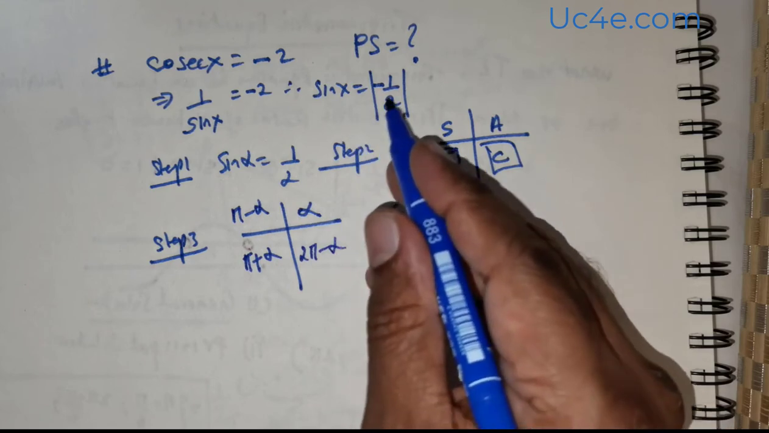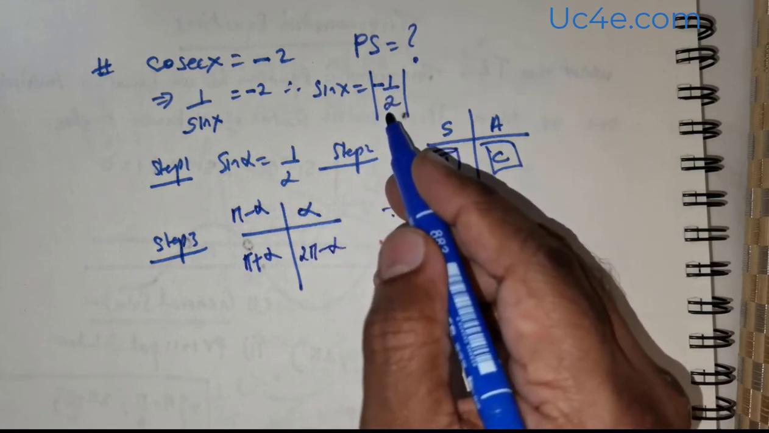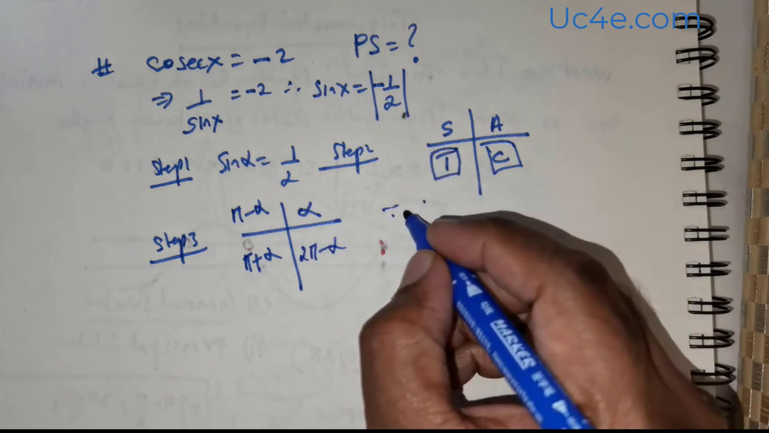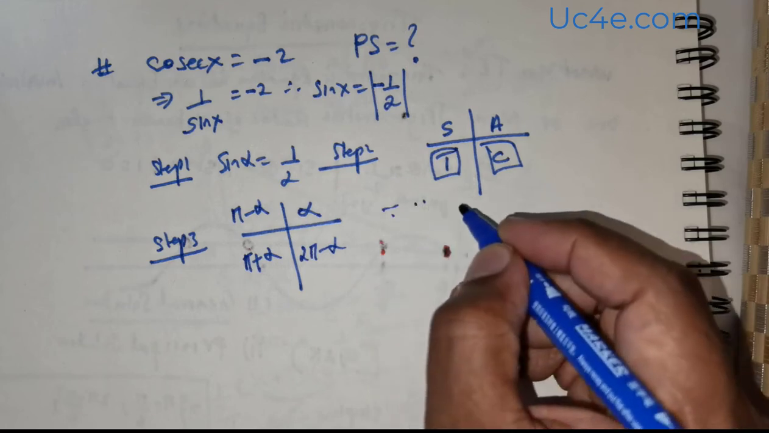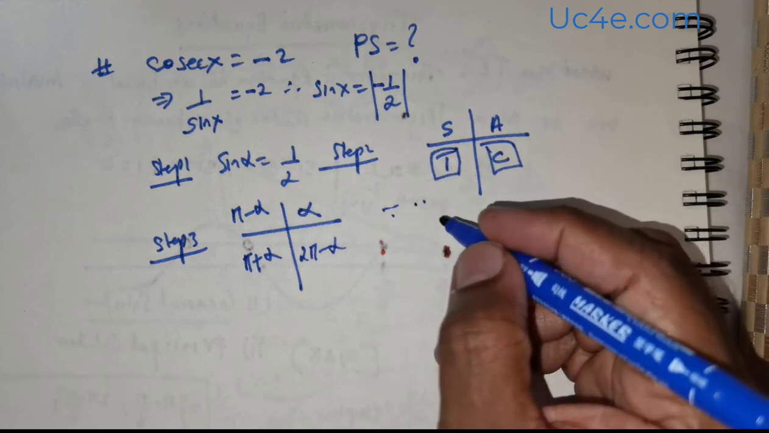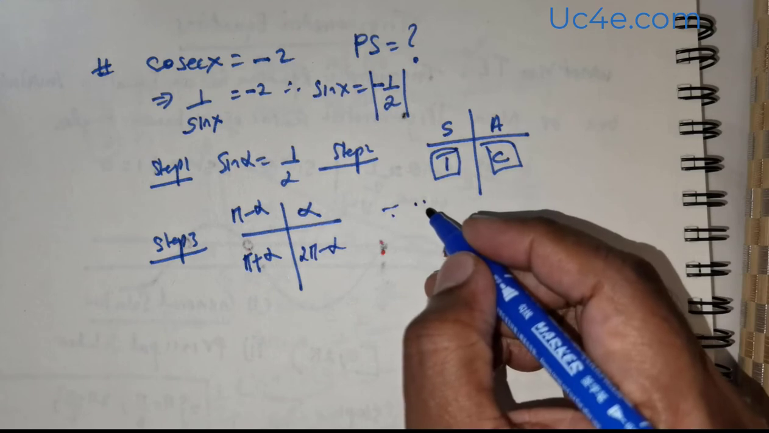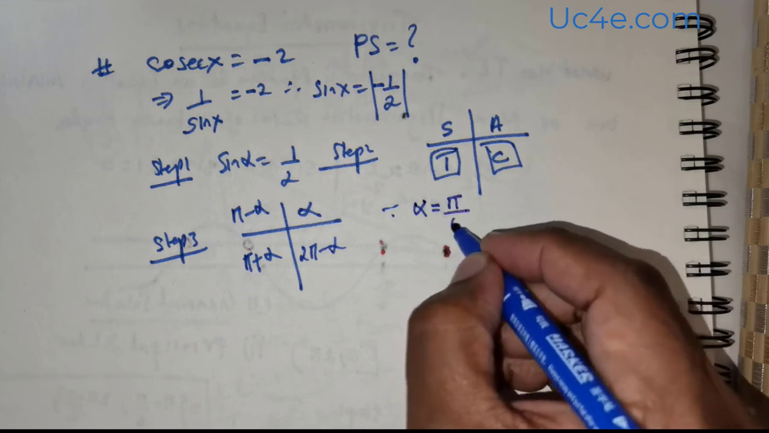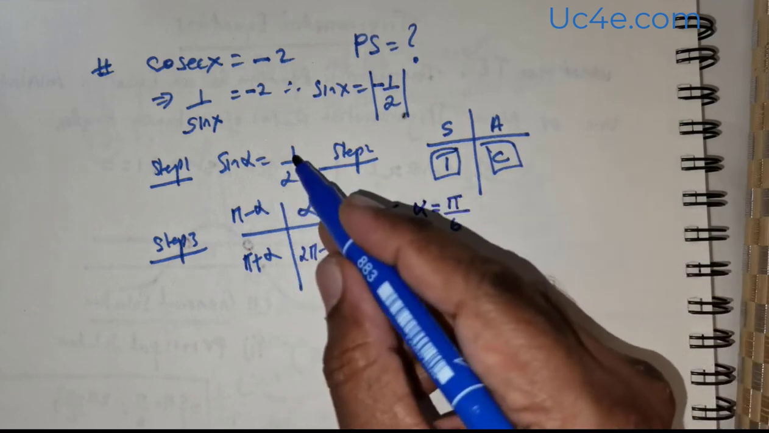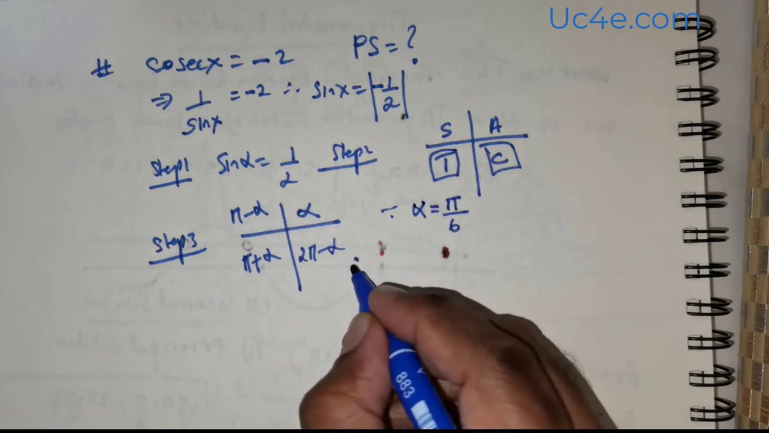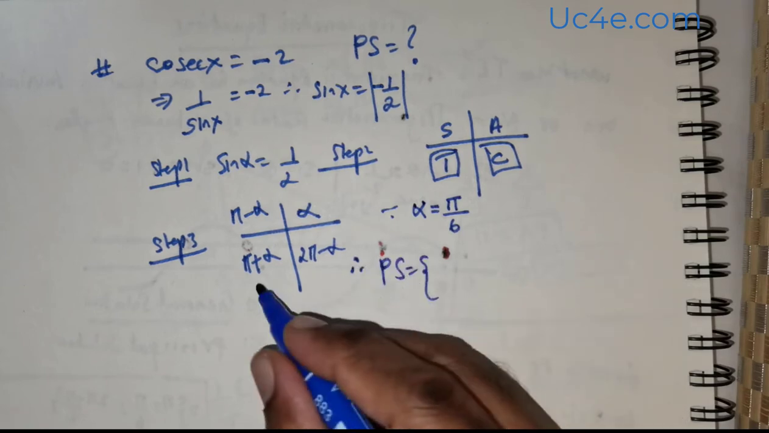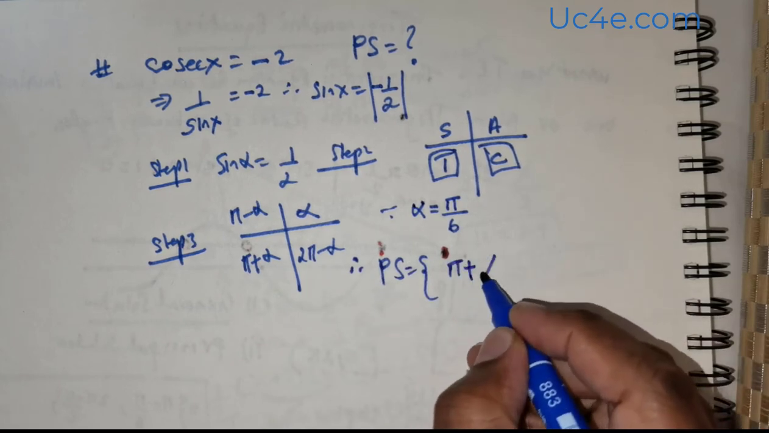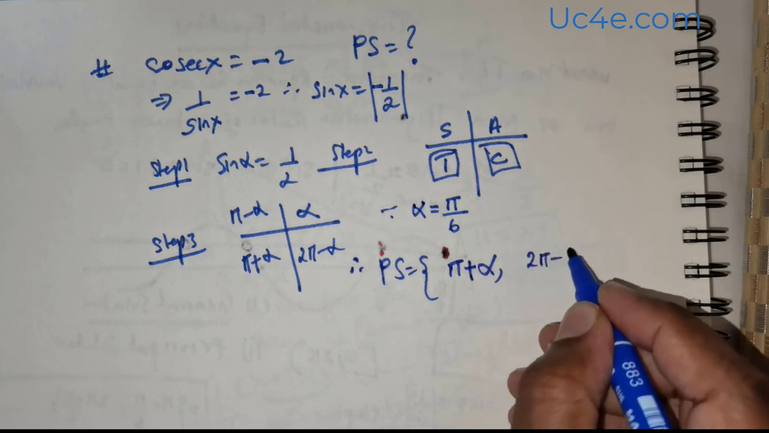Now clearly we know, since I've taken sine x is equal to the modulus of negative 1 over 2, which is nothing but 1 over 2, we are dealing with alpha, whose value is going to be pi over 6. So alpha is equal to pi over 6, because pi over 6 is sine 30, and sine 30 gives us 1 over 2. Therefore the principal solutions are going to be in the third quadrant and the fourth quadrant. So that would be pi plus alpha and 2 pi minus alpha.